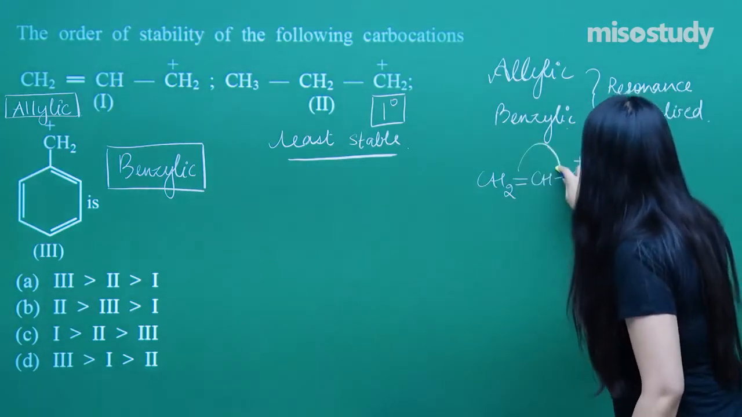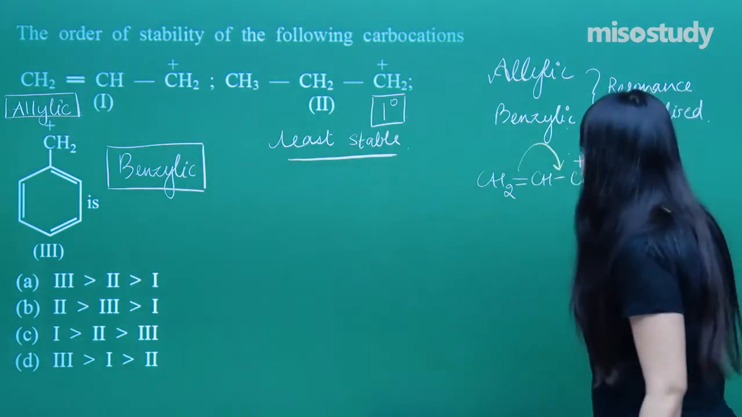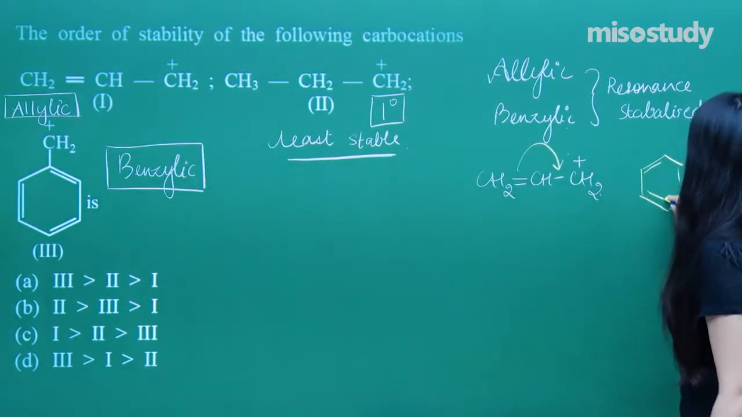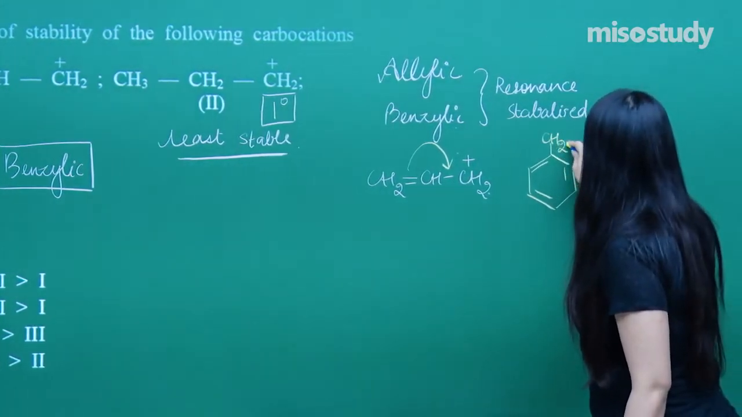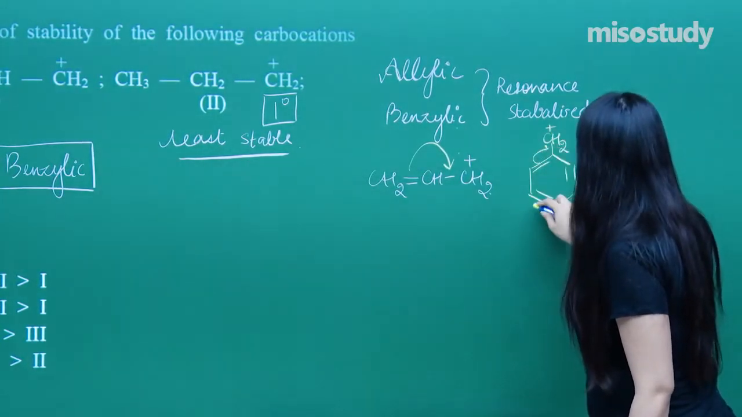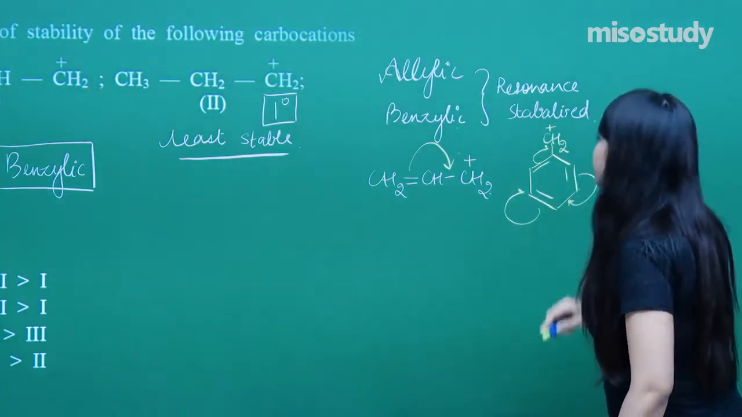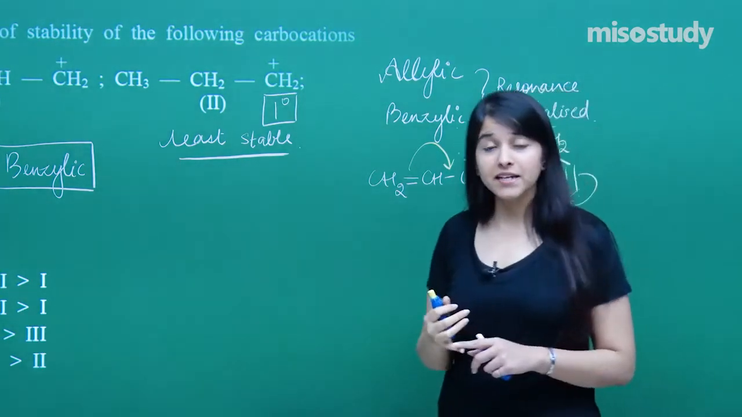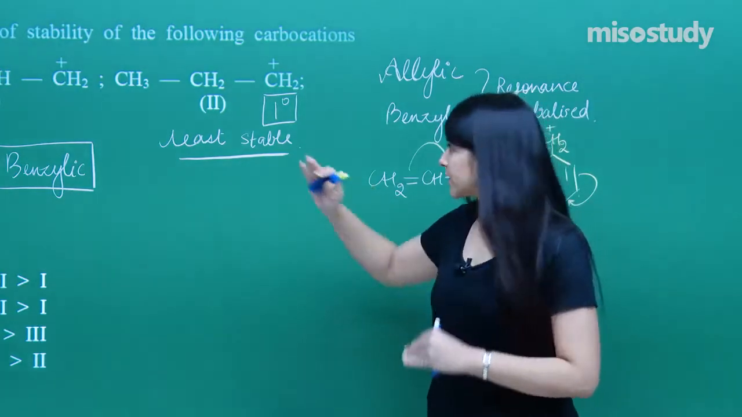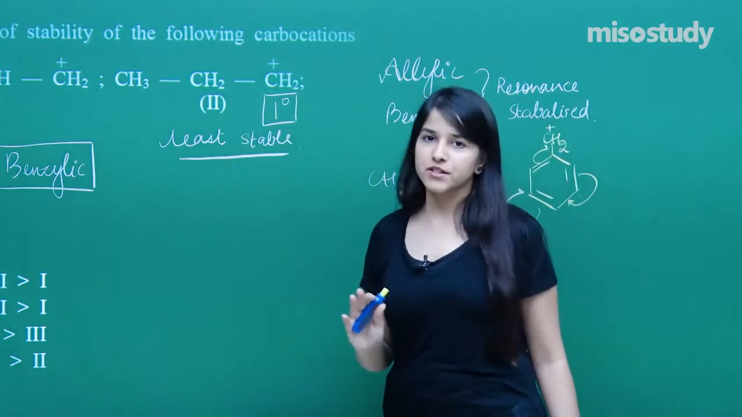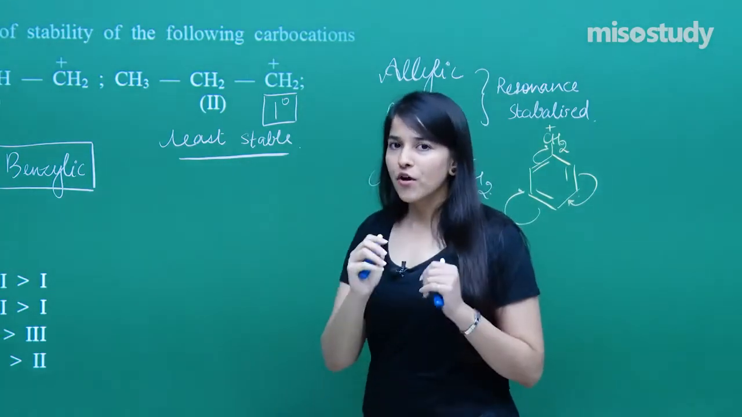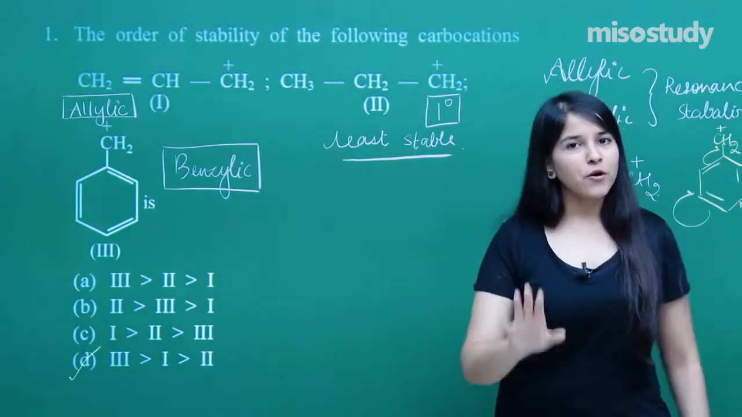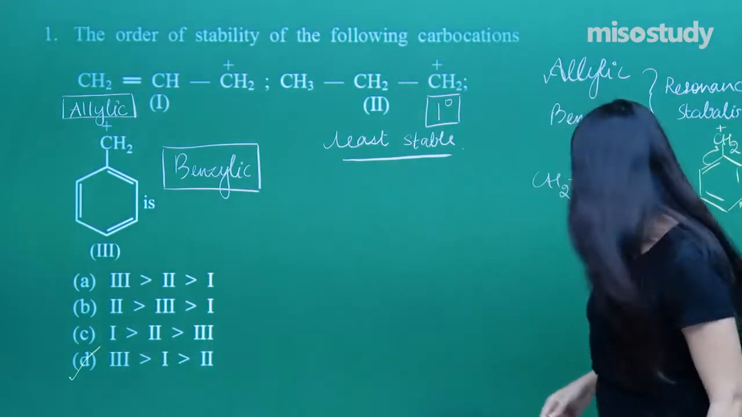That will be the resonance stabilization over here. And in the case of benzylic, I have got resonance stabilization through the entire ring. That means number 3, the most stable one, is the benzylic, second is allylic, and finally the one having no resonance stabilization. So that is our answer. I hope you all are able to get this very well. So D is the option over here. I hope you are through with the question. Let's move on to the next one.